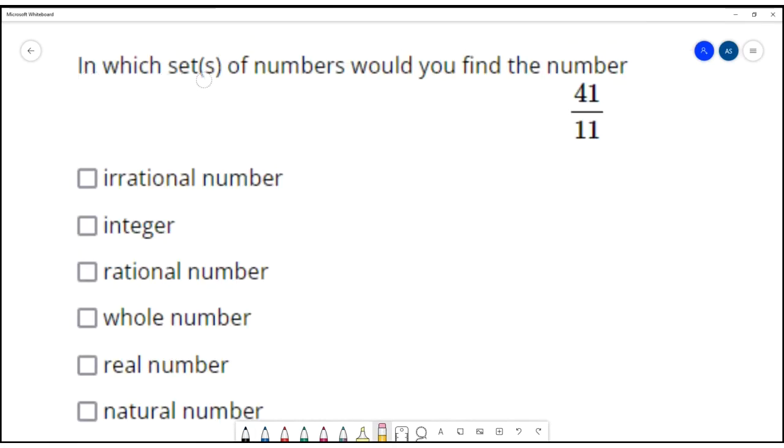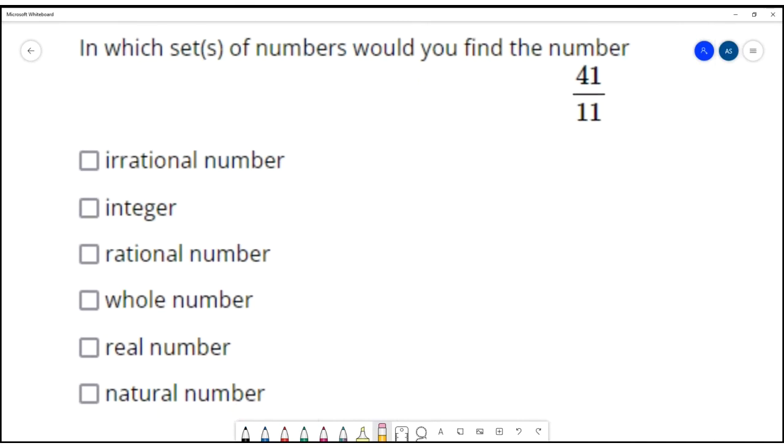In which sets of numbers would you find the number 41 over 11? And the sets are irrational numbers, integers, rational numbers, whole numbers, real numbers, natural numbers. Now, in order for us to know whether 41 over 11 is in these sets, we have to know the definition of these sets. So I'm going to start with the easiest.